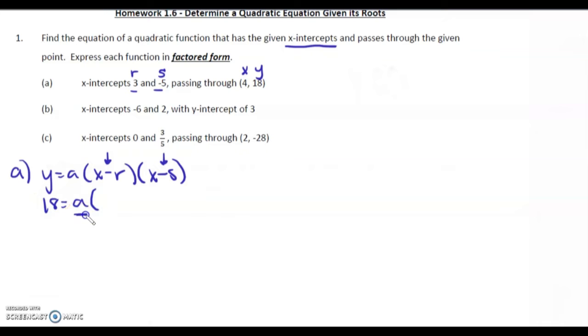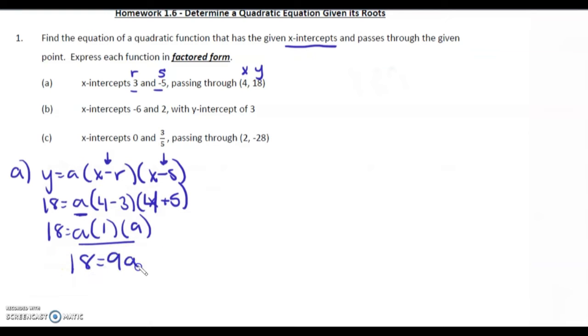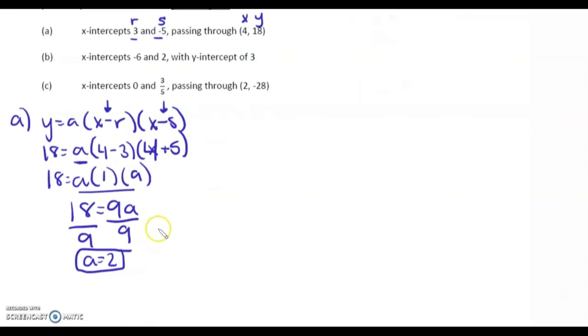The value that we're actually solving for is the A value. So X is 4 minus 3, and then 4 is going to turn into a plus 5. Okay, so let's simplify those brackets. 4 minus 3 is 1, 4 plus 5 is 9. So this side here is actually 18 equals 9A. Divide out the 9, A equals 2. So our equation for this one is y equals 2(x minus 3)(x plus 5).